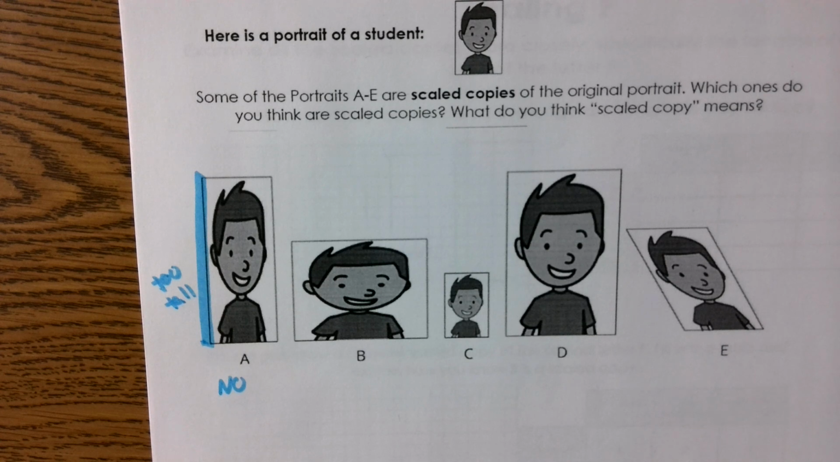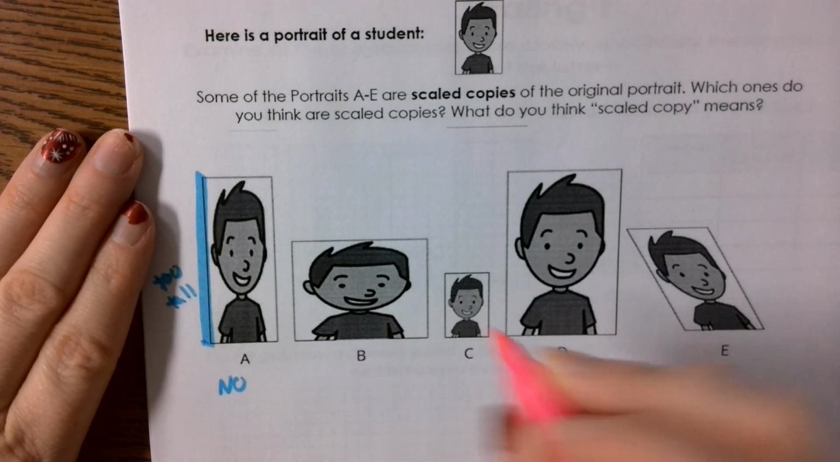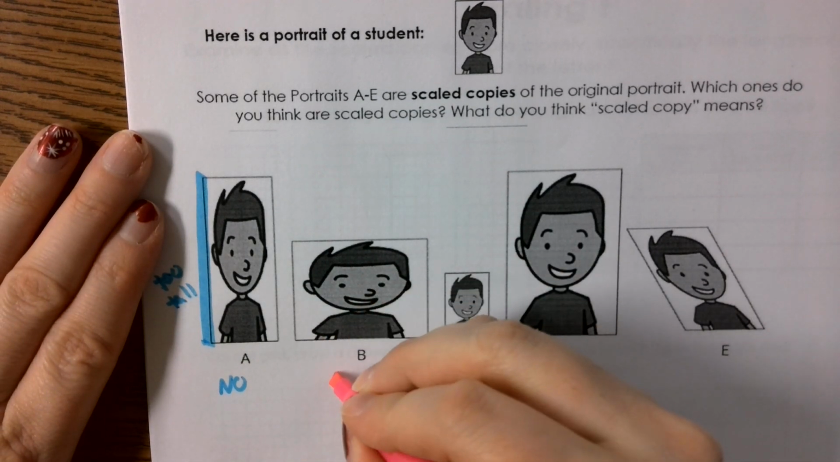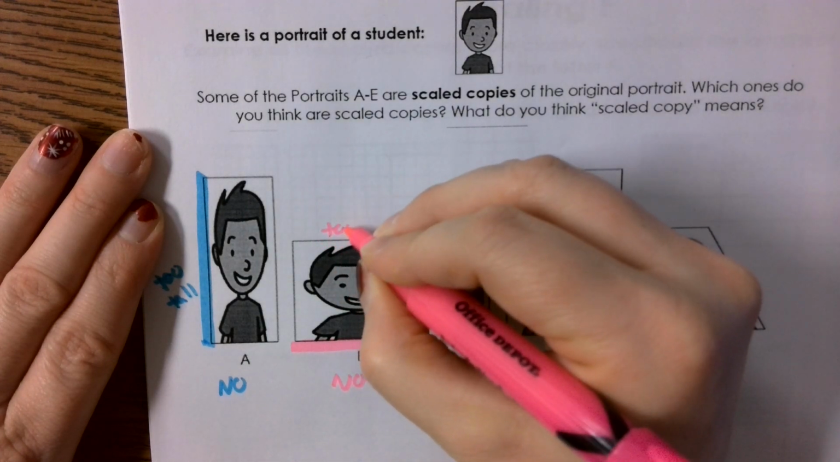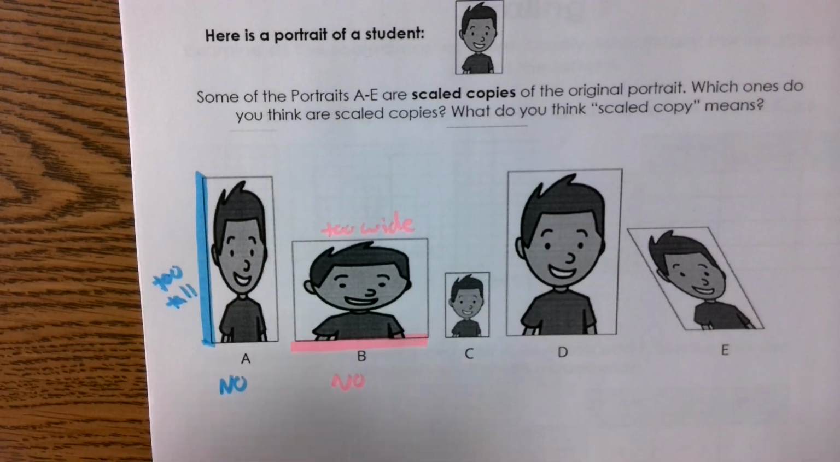What about for B? Is B a scaled copy, yes or no? Don't shake your head, say yes or no. No, it's not. Who can tell me why? Why is B not a scaled copy? It's too wide, right? So no, this one's just too wide. You stretched it just the long way instead of pulling it from the corner.